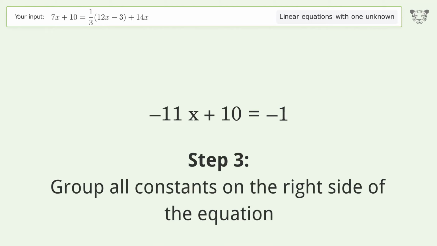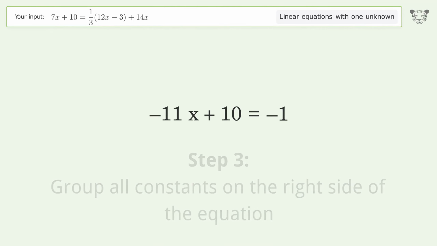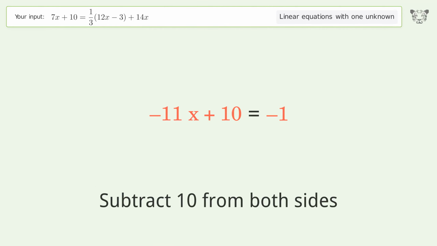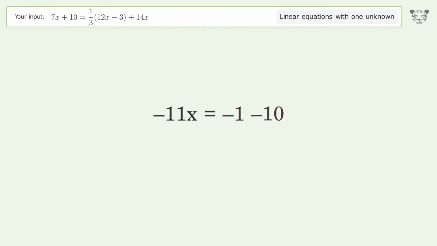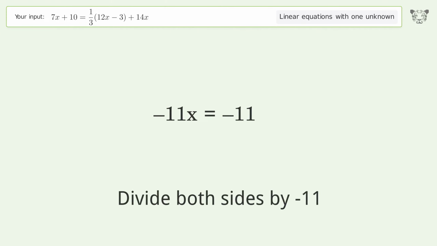Group all constants on the right side of the equation. Subtract 10 from both sides. Simplify the arithmetic. Isolate the x. Divide both sides by -11.